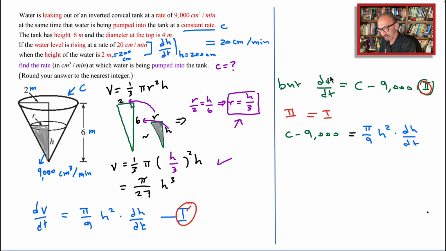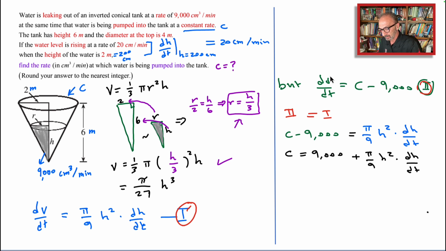Now remember that we are looking for C. C is our main part right here. So we need C by itself. So I need to add 9,000 to both sides or move this to the right side. So C by itself equals 9,000 plus pi over 9 h to the second dh dt.